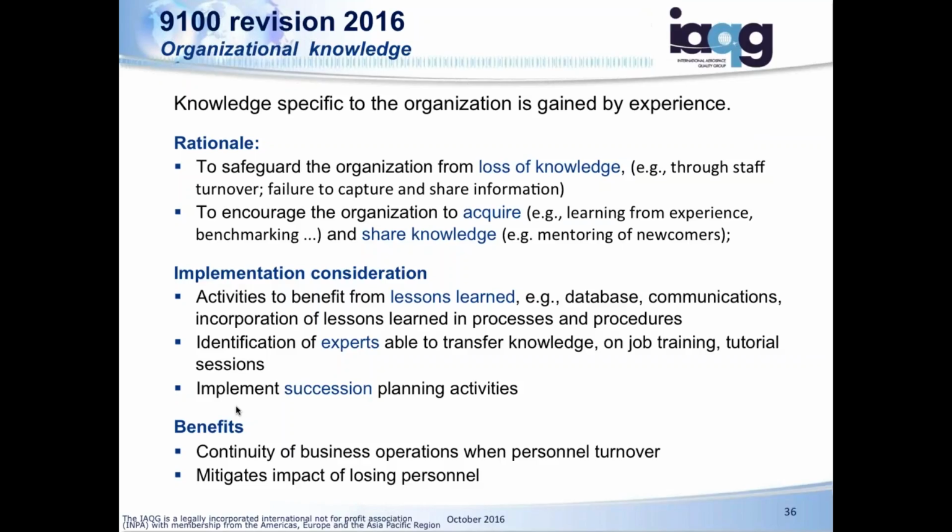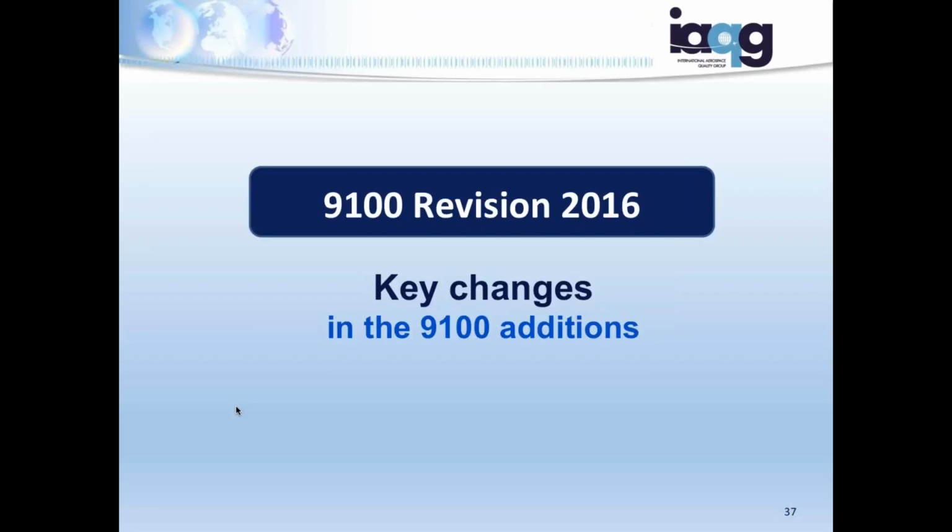And implement succession planning. As much as possible, if you're one person deep in your training matrix showing who's competent to do work, that's an indicator. Hey, I need to cross-train people. So the benefit is the continuity of business operations when personnel turn over. How do we capture this knowledge and make sure that we can continue on, and mitigate the impact of losing personnel?